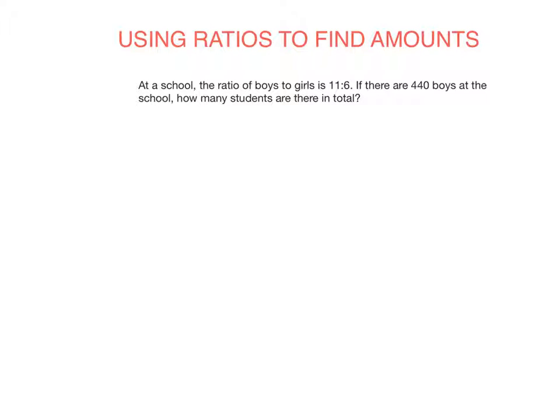At a school, the ratio of boys to girls is 11 to 6. There are 440 boys at the school. How many students in total? Of course, to find how many students in total, we need to find how many girls there are. As I said before, this is an example where we already know the ratio and we're using it to find an amount. So we know that the ratio of boys to girls is 11 to 6.